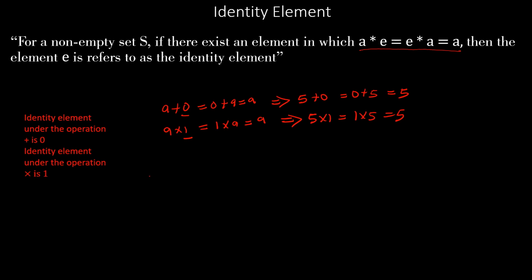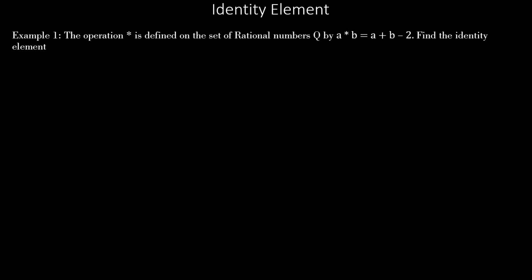If there exists an element E in which A asterisk E is the same thing as E asterisk A, and the answer here is still A, then we refer to E as the identity element. Looking at this example, we have the question which says that the operation asterisk is defined on the set of rational numbers Q by a asterisk b equals a plus b minus 2. Find the identity element. So here you have to look at our definition, which is a asterisk b equal to a plus b minus 2.